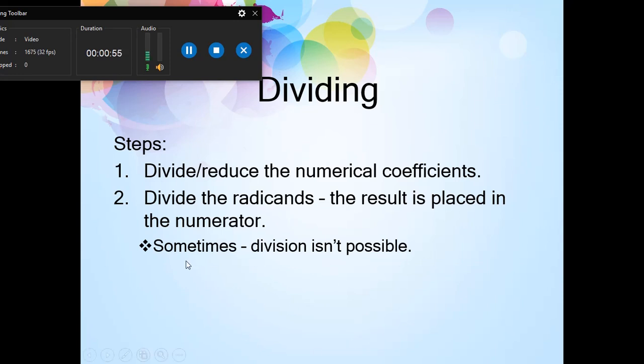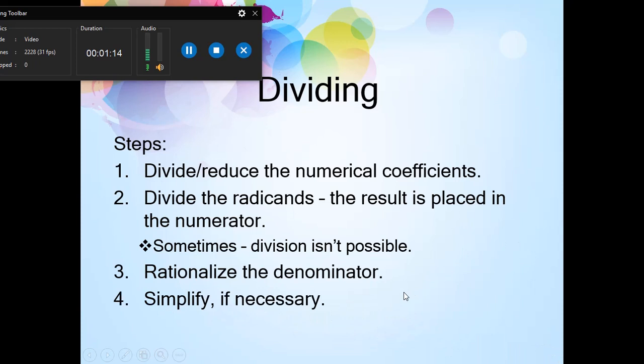Just to let you know, sometimes division won't be possible, and we don't want to have a decimal contained underneath the square root. One of the steps involved sometimes is called rationalizing the denominator. We'll talk about that in a minute. And then finally, we want to simplify our square root radical to lowest terms if we can. Now, dividing doesn't always follow these steps. They like to deviate. You just have to know what to do in each situation. Keep in mind, you need to show all of your work in the division process.